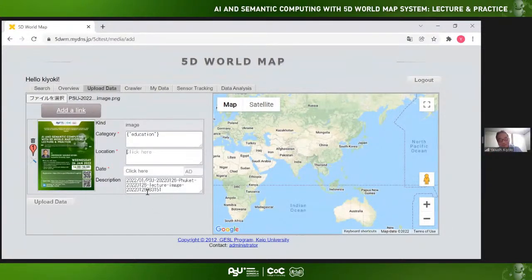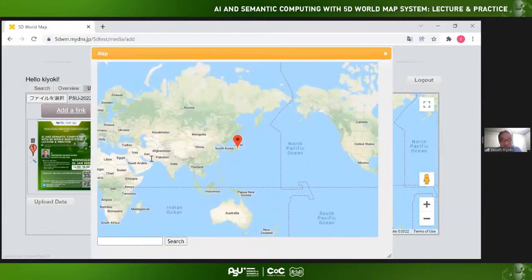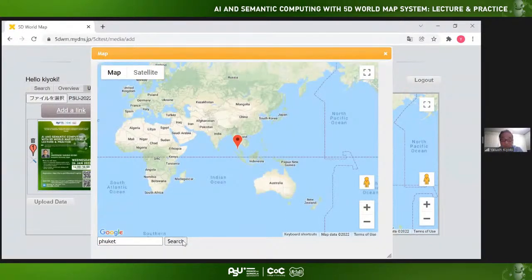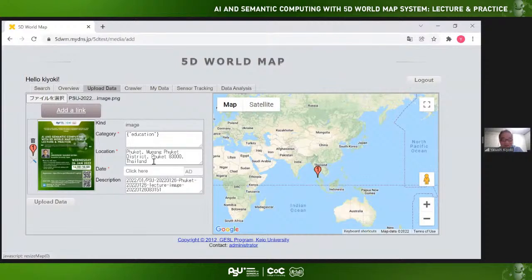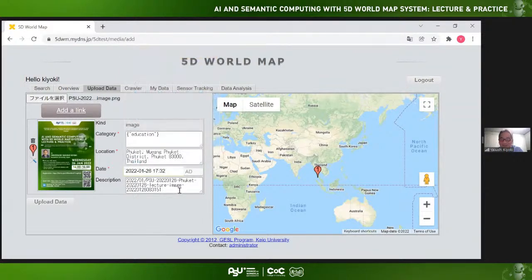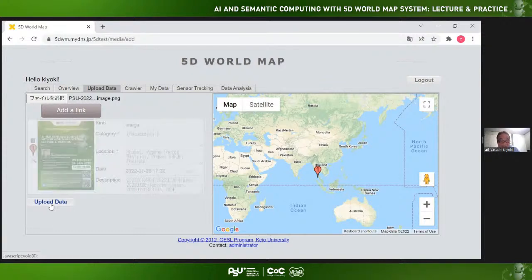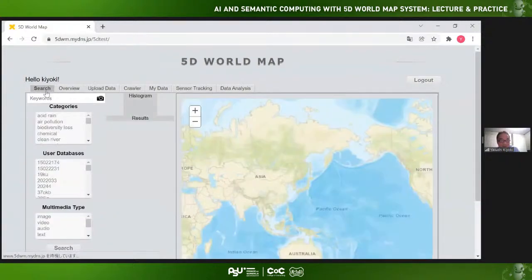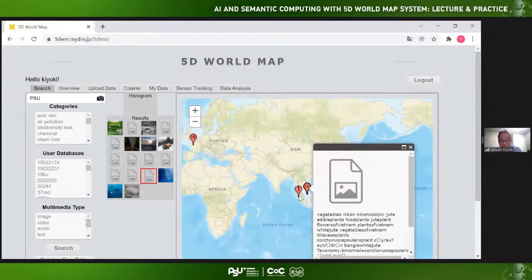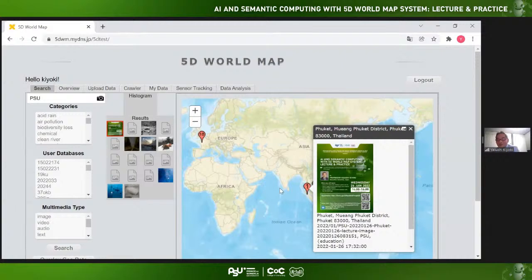Education and location can be mapped by using this, like this, and Phuket. And the Phuket address, main central address, and date, maybe today. Now, okay, like this. And you can input this PSU like this. So you can make uploading. Okay, and then you can find. Okay, like this. It's nice if you like. You can make uploading.